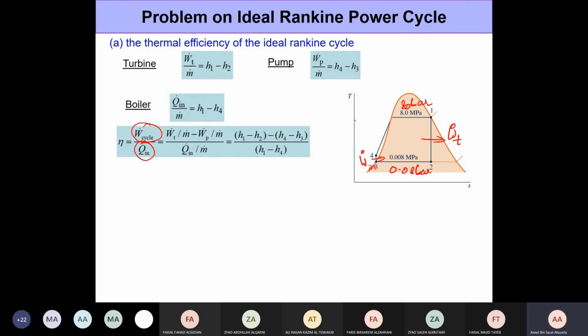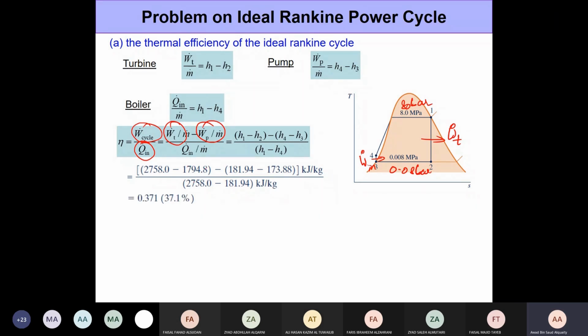We need to pressurize it. So we need to consider the work input that we need to provide in the pump, and therefore we take the turbine work output minus pump work input divided by the heat input, and that's what gives you the thermal efficiency. We have all the enthalpies here, H1 to H4, and you plug in the numbers. The only thing here was to determine these enthalpies. Once you plug in the numbers, we get an efficiency of 37.1%.